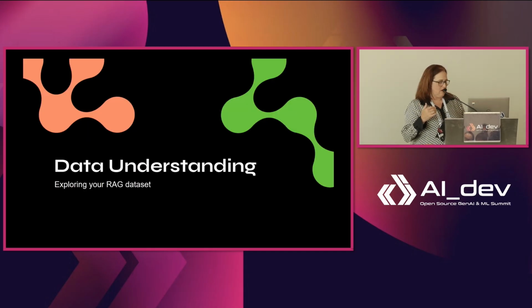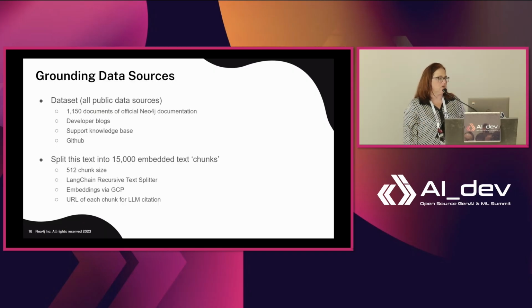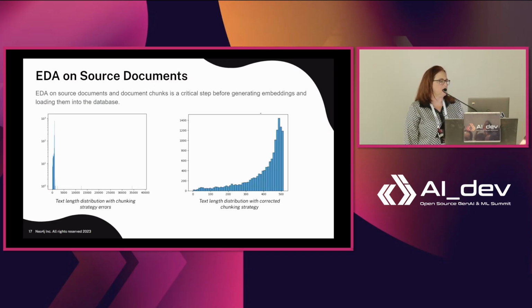Love questions, even though we don't have a lot of time. I always like to take them. So what does it mean to actually explore your RAG data set? As I said, this is something that we have that's currently in production. It's a number of different official documentations, our developer blogs, different knowledge bases that we have, our community, our GitHub. We then split this, we used a 512 chunk size. There's lots of ways that you can go about building it. But really, we end up with 15,000 embedded text chunks that are available to the system for this RAG application.